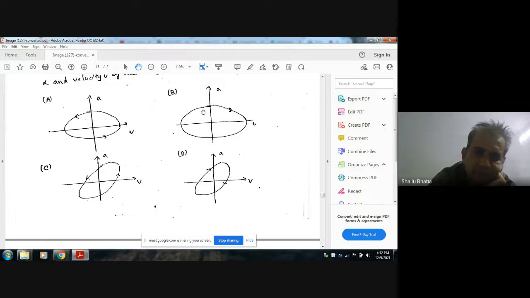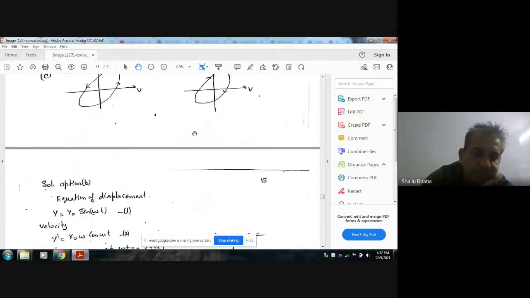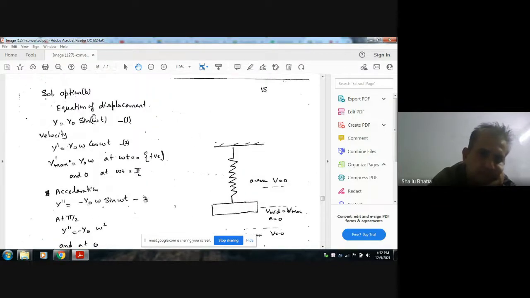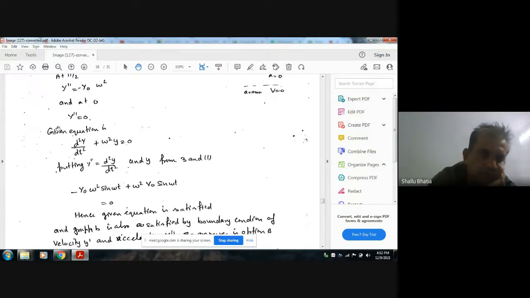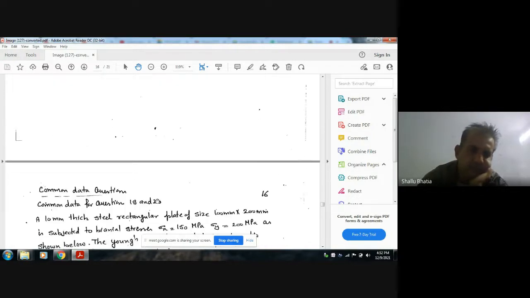So answer is A. Now we have assumed that the equation for vibration is this. If we put the y dash, y double dash and y here, we get right hand side equal to left hand side, so the equation is satisfied. So answer is option B.